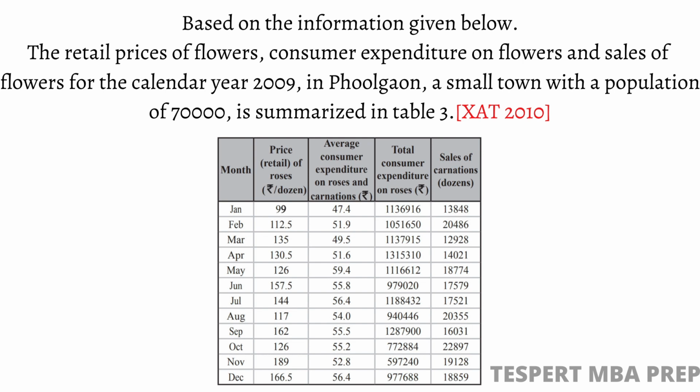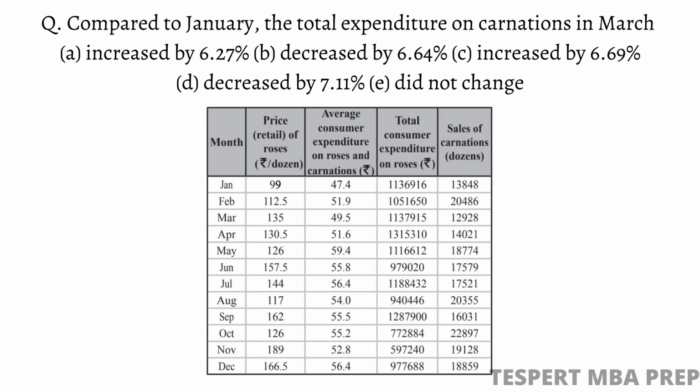Based on the information given below, the retail prices of flowers, consumer expenditure on flowers and sales of flowers for the calendar year 2009 in a small town with a population of 70,000 are summarized in this table. Here we have the month, price of roses per dozen, average consumer expenditure on roses and carnations, and the total consumer expenditure on roses. So let's move on to the first question: compared to January, the total expenditure on carnations in March is.